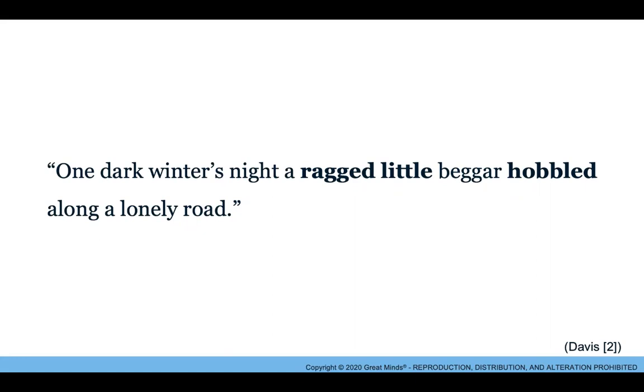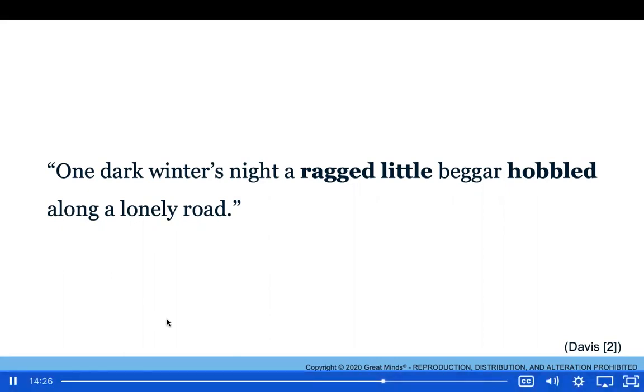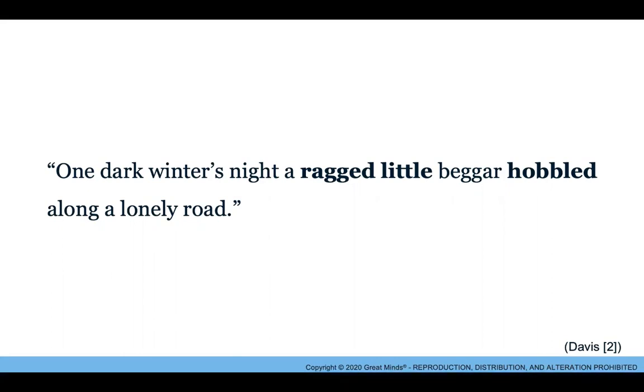The bold words ragged, little, and hobbled are the details the author provides about the beggar. These details help us, the reader, imagine what the character looks like. What does ragged mean? Ragged means the beggar is wearing rags or clothing that is old or falling apart. What does hobbled mean? Hobbled means that the beggar is walking in an odd way because he might be old or injured.